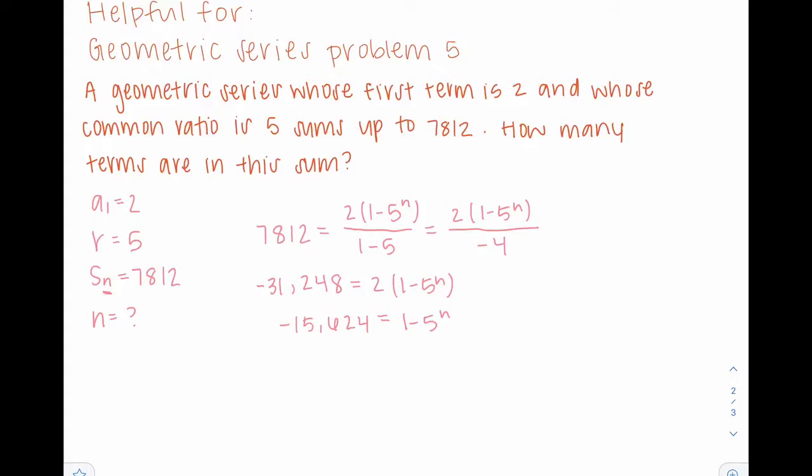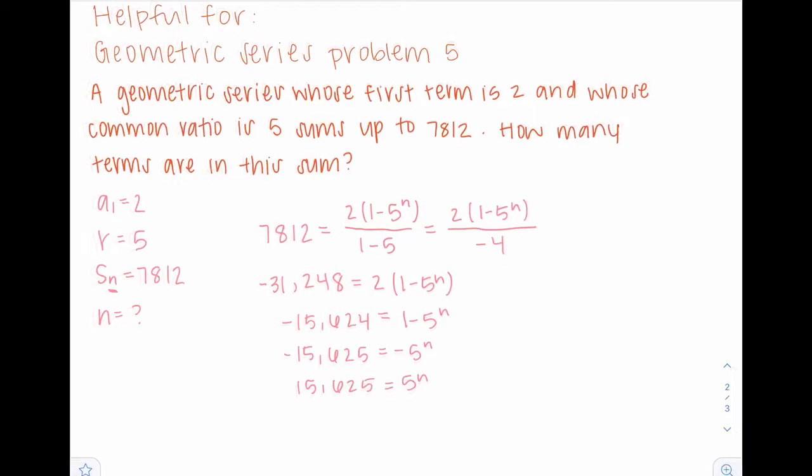So from here you could do this a couple of different ways, but I'm just going to subtract the 1. We'll get negative 15,625 because we're in the negatives. It's equal to negative 5 to the n, and then divide by negative 1. So that just makes them both positive values. So from here we could probably just plug in numbers and be able to get the right answer.